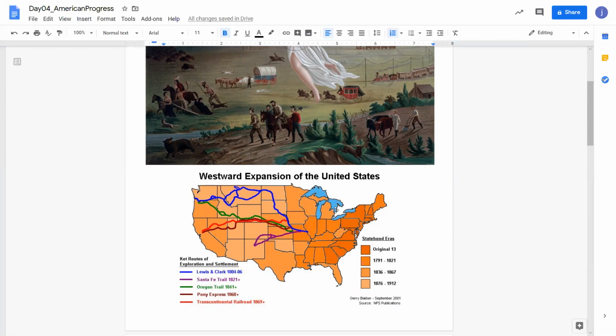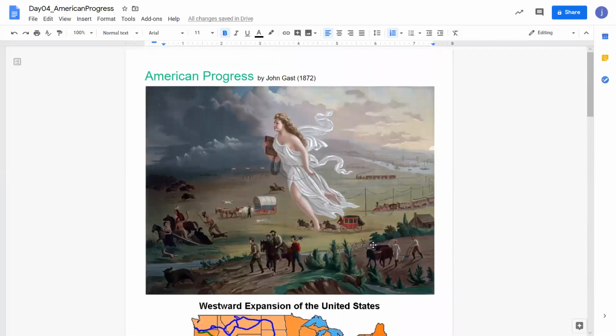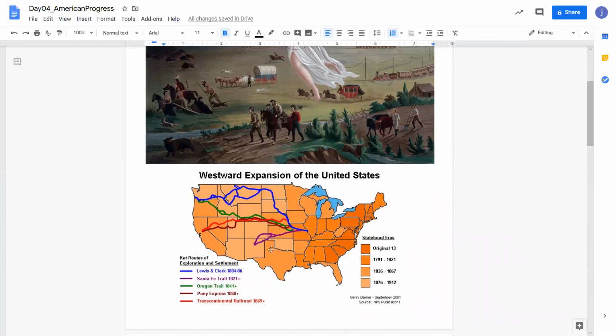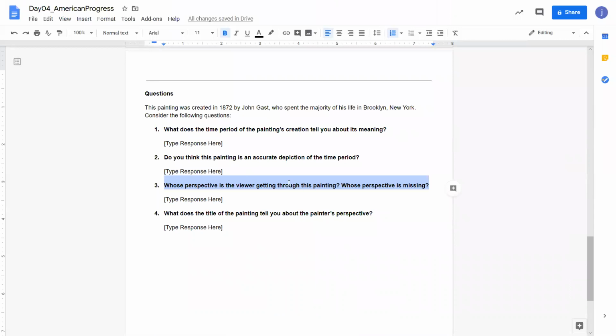So there are people living in the east, the Americans, and they're moving to all these lands here. Who lives in these lands in the west? What group of people might we have already studied that lives in America that aren't part of the United States? Would they be thinking the same way as America is progressing west? Would they create a picture like this? How would they feel about Americans moving westward? So this is all asking who created this, what point of view do they have, and whose point of view is missing.